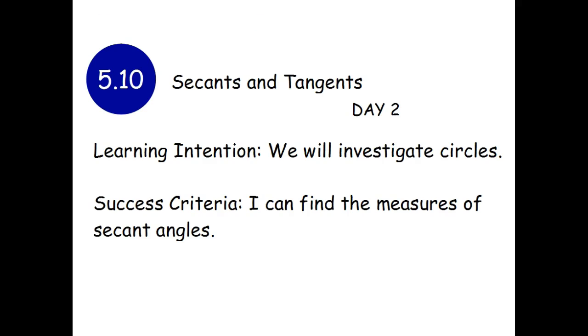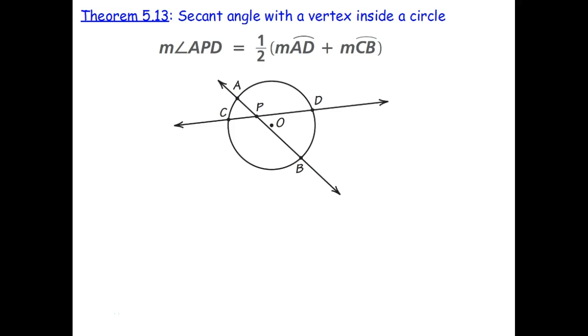All right, this is our second day on secants and tangents. Same success criteria as yesterday. First thing is just a quick refresher on an inside secant. If the lines cross inside, it kind of looks like you've got a plus symbol here. So if the intersection is inside the circle, then we're going to add these 2 arcs together and divide by 2 to figure out what these 2 angles are equal to. And remember, this angle here is congruent to this angle here. So if you find one of those angles, you found its vertical angle as well.